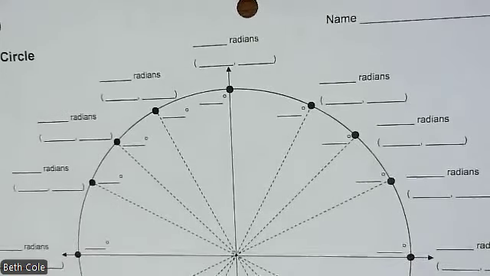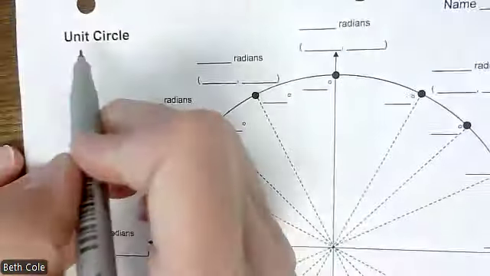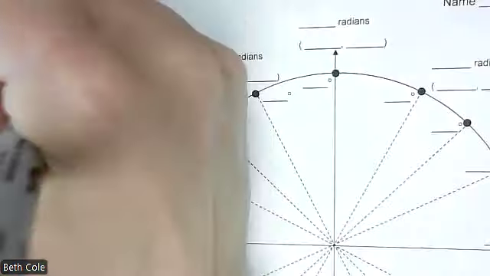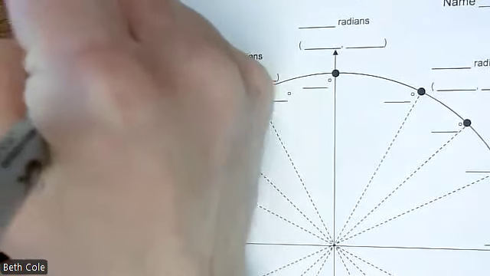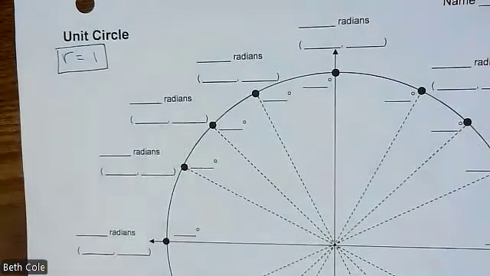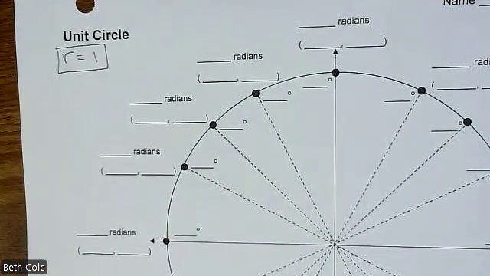So we're going to start with filling out the ones that we already know. Now, the reason this is called a unit circle is because your radius is 1 unit. For all of these, R is 1.